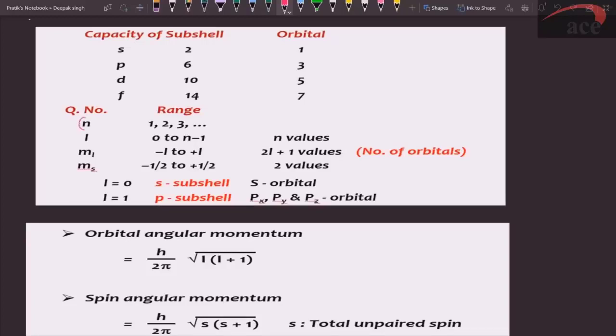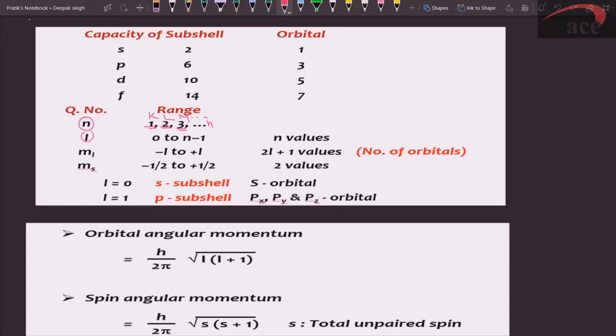If you see n, it is called the principal quantum number, and its range starts from 1 and goes up to n. The principal quantum number indicates the number of shells. If n is equal to 1, it is the K shell. If n is equal to 2, it is the L shell. If n is equal to 3, it is the M shell, and so on.